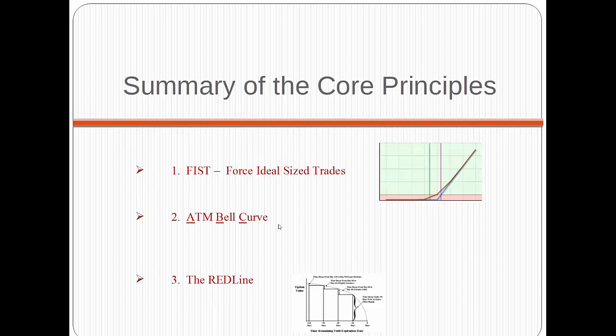So what about the summary of the 3 core principles? Forcing an ideal size trades, we control that automatically with a married put setup. The at-the-money bell curve, the initial setup, we're buying the in-the-money put, so we're paying less time value and maximizing and controlling our risk best.